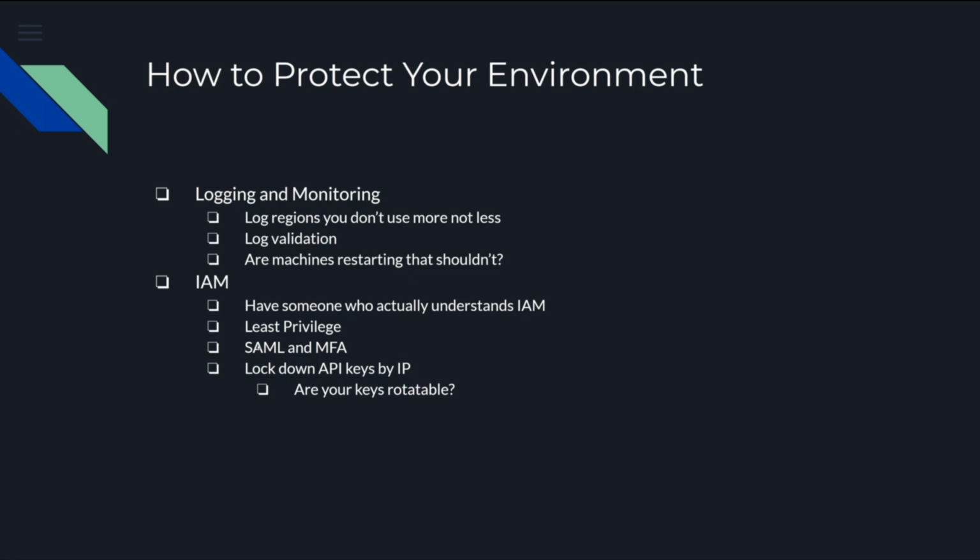You're potentially using SAML with MFA. AWS supports all kinds of different SAML. And then try to lock down your API keys by IP, and actually test to make sure that your keys are actually rotatable. Because if you have a compromised key and you're like, well, I don't know if I can rotate this, you're in the same situation that people were 10 or 15 years ago with domain admins, where it's like, well, everything runs as that account, and so you're afraid to change the password.